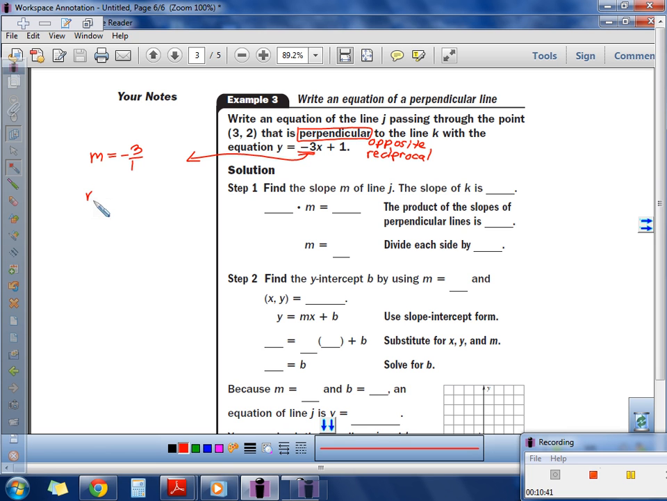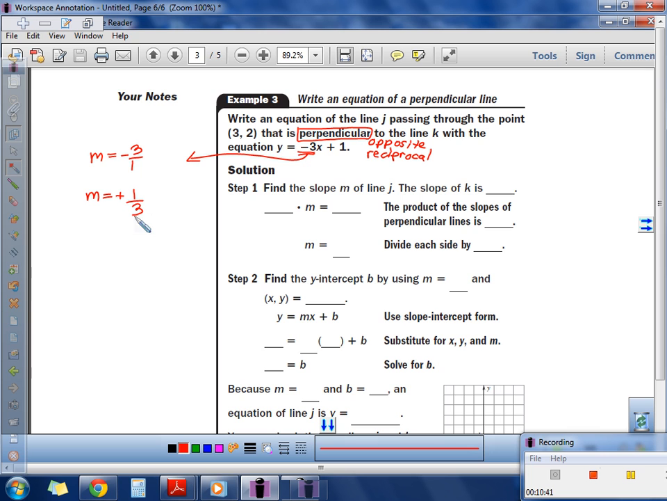Opposite means change the sign. So it was negative, now it's positive. So you can put a plus there if that helps you. And now we got to do the reciprocal. The reciprocal means flip the fraction. Now it's 1 over 3. That's my new slope.